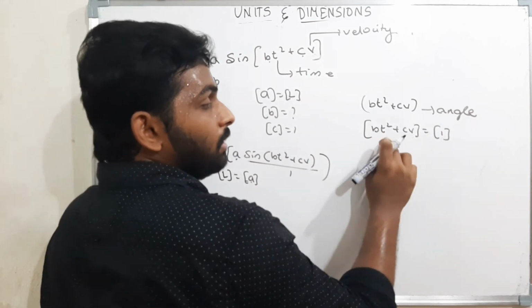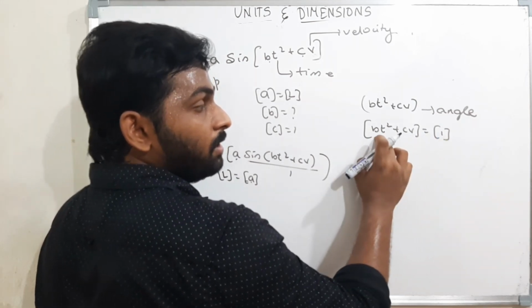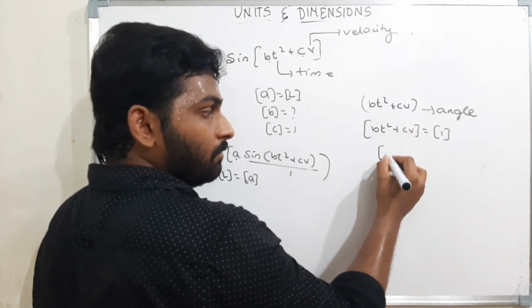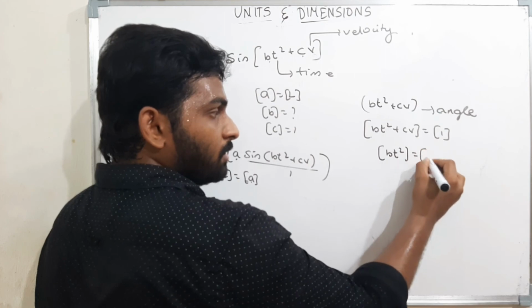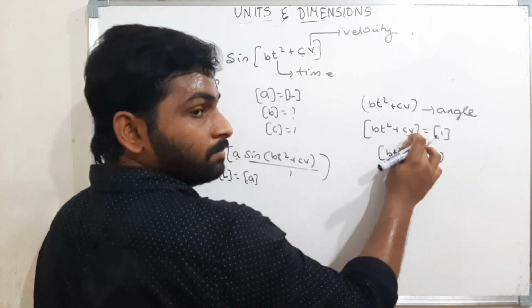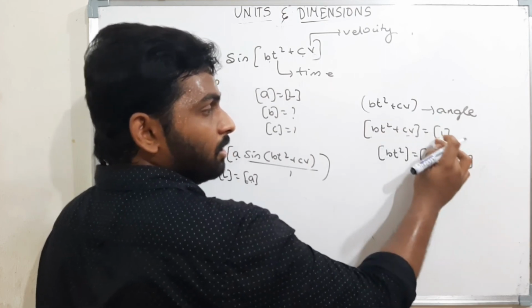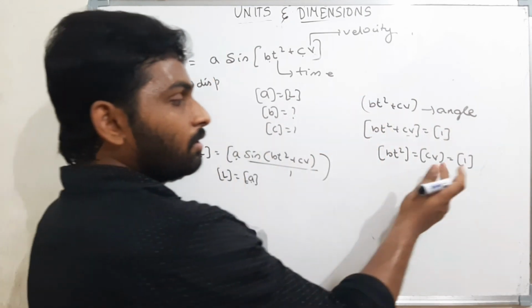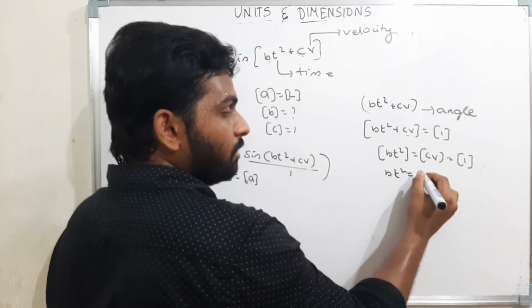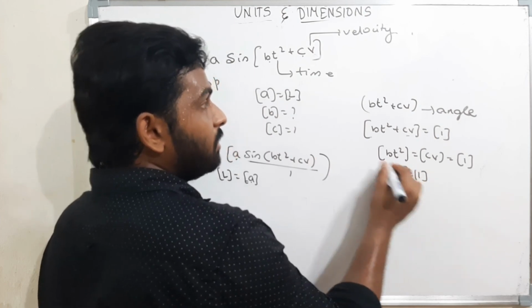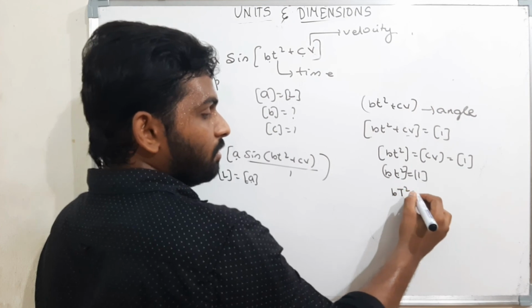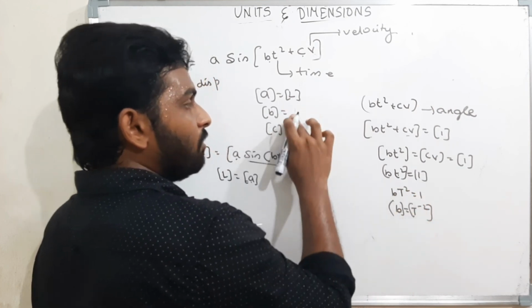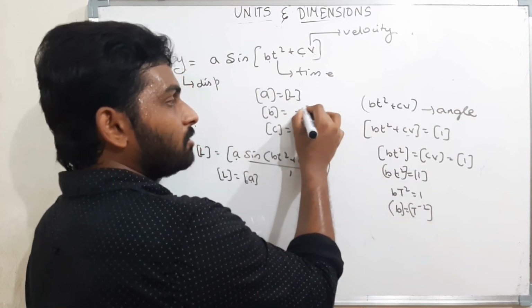Therefore, since we are adding the term bt square and the term cv, the dimension formula must be the same. Therefore, the dimension formula for bt square must be equal to the dimension formula of cv, and both must be equal to 1. Now, what is t? t is nothing but time. Therefore, b into t square must be equal to 1. Therefore, b is equal to t power minus 2. The dimension formula for b is nothing but t power minus 2.